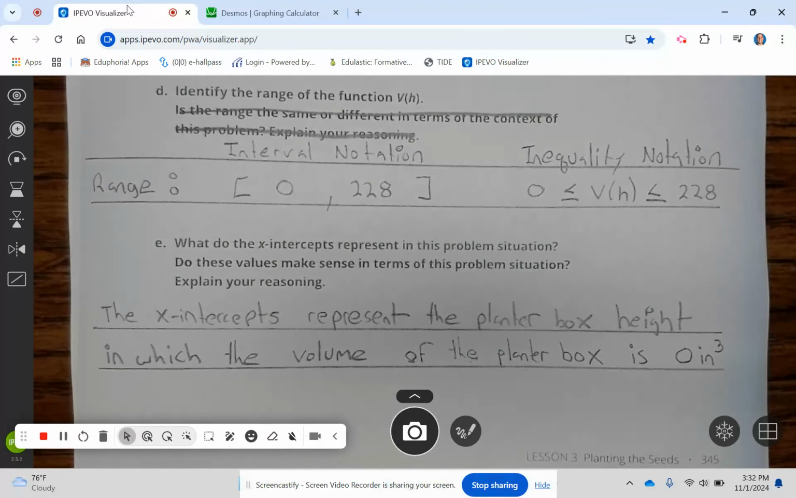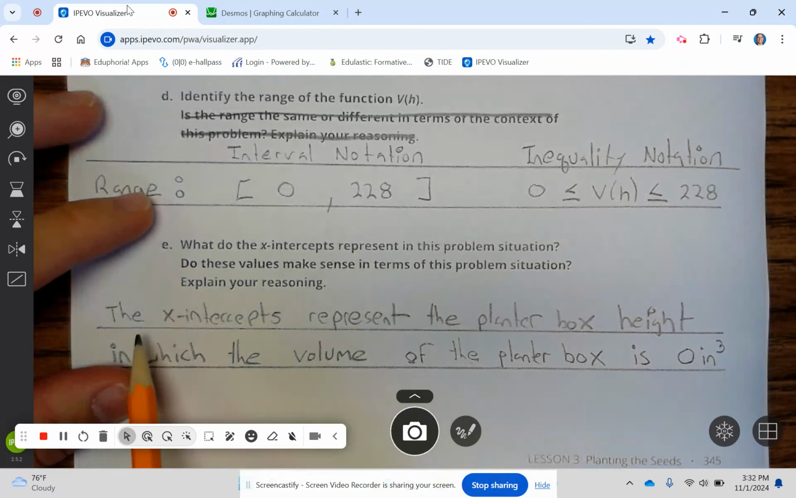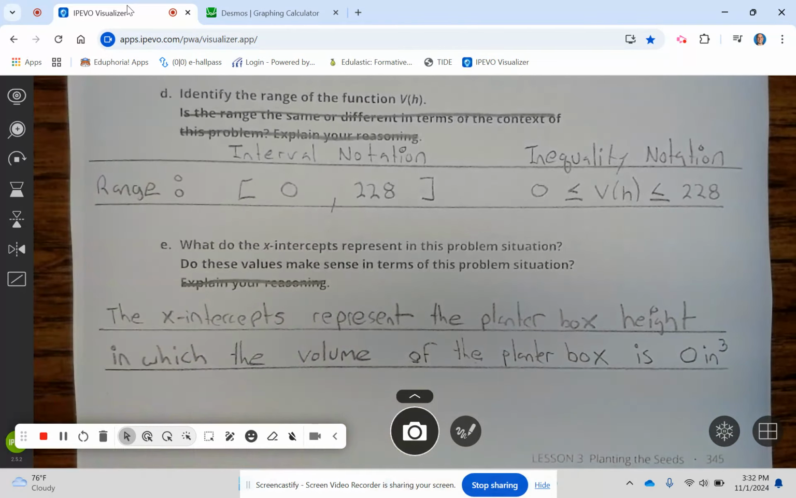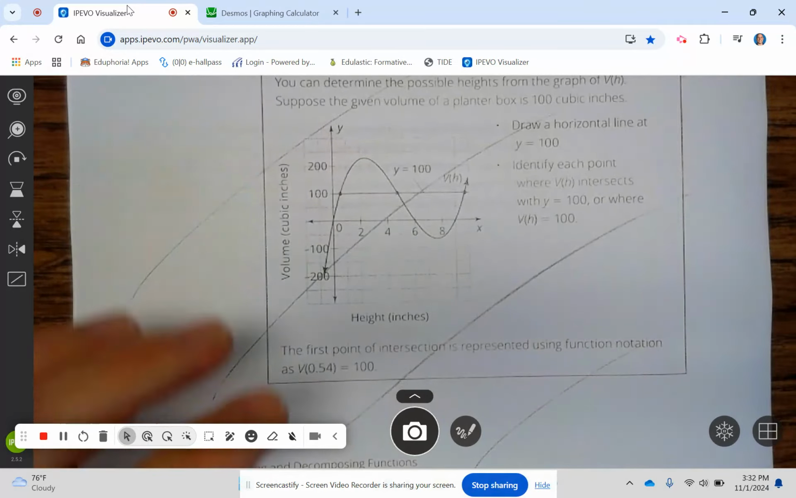E. What do the x-intercepts represent in this problem situation? Do these values make sense in terms of the problem situation? The x-intercepts represent the planter box height at which the volume of the planter box is 0 inches cubed. Let's take a look at the next page.